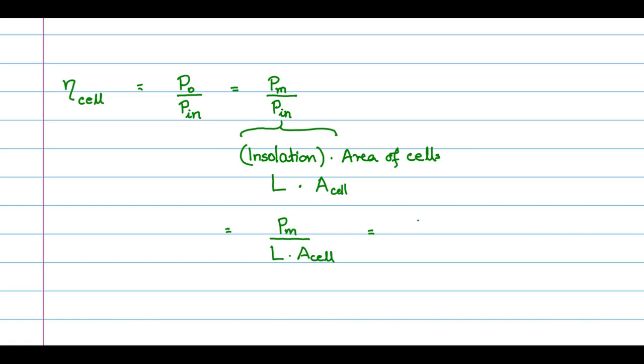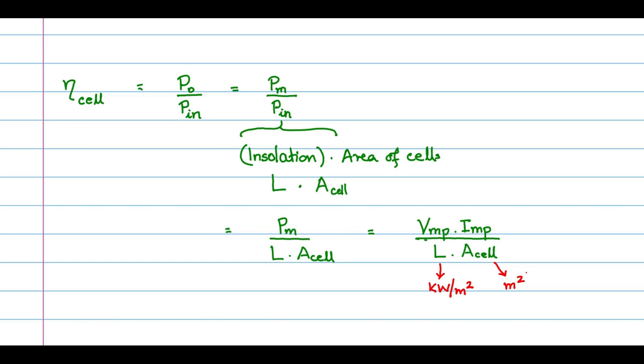Or further, in terms of the peak power voltage and current, we'll have VMP into IMP divided by L into A cell. The L, or the insolation, is in kilowatt per meter square. The area of the cell is in meter square. So this is the cell efficiency.